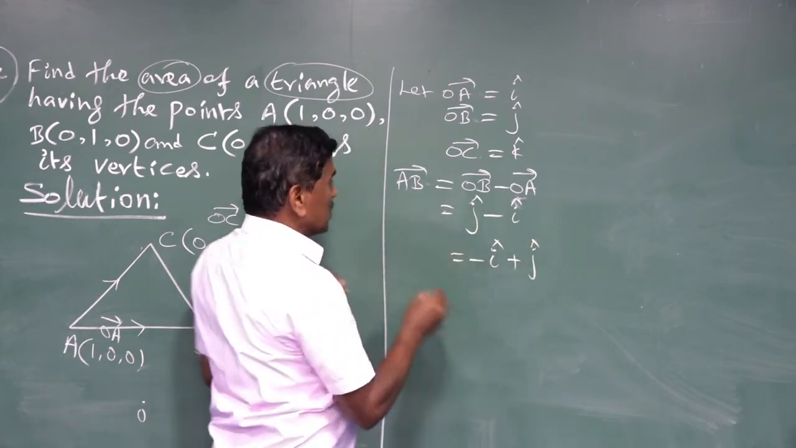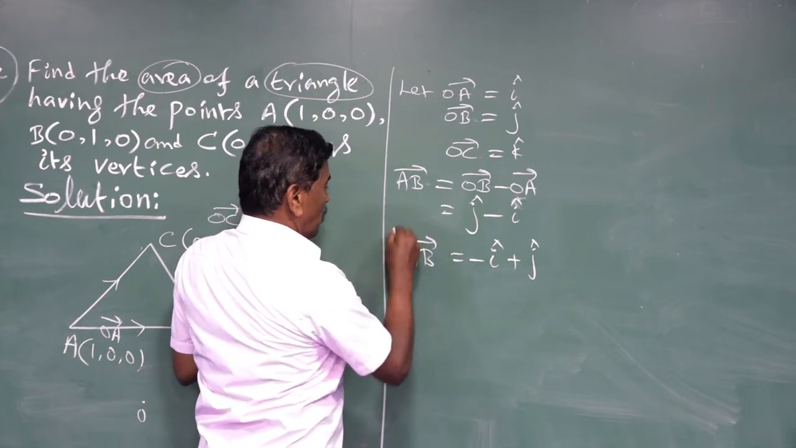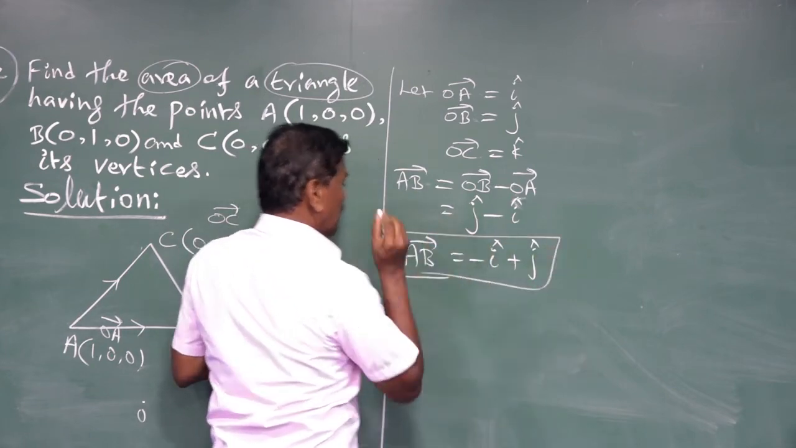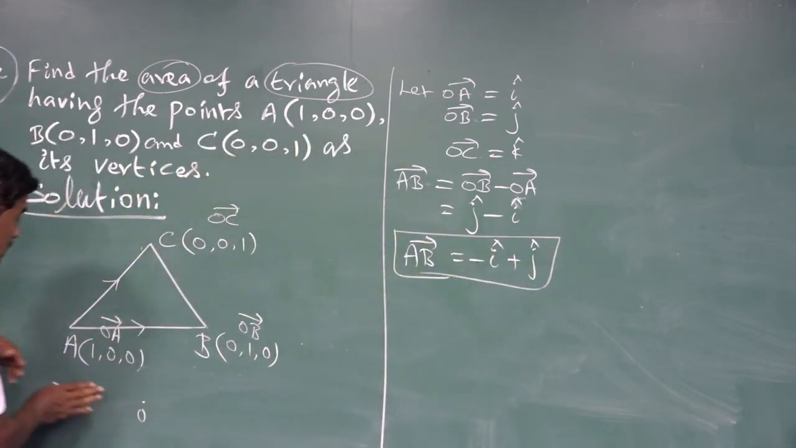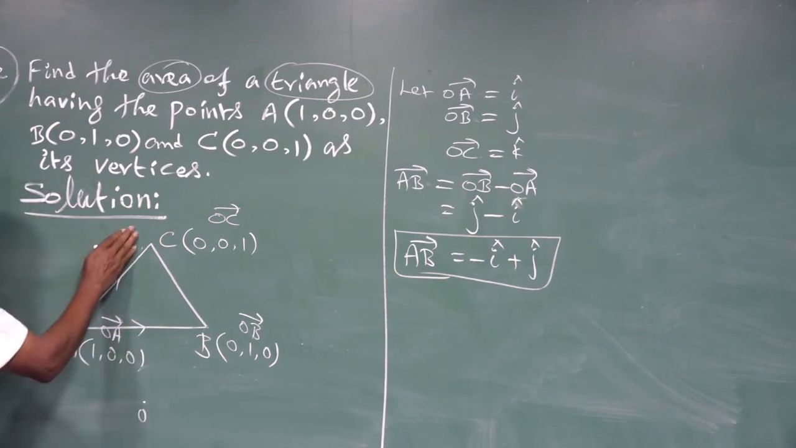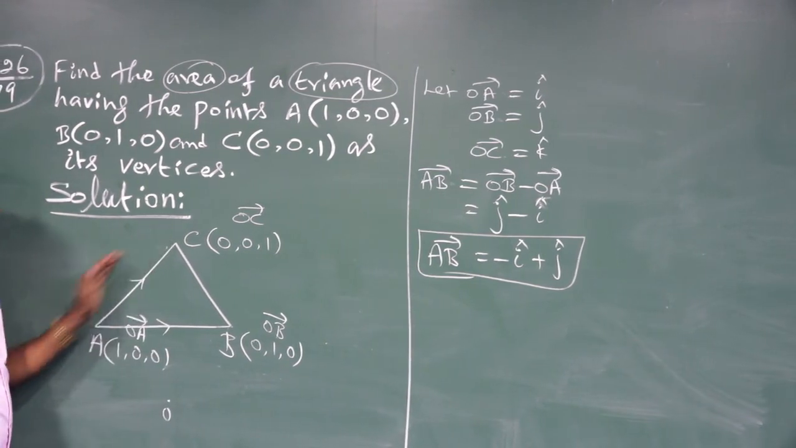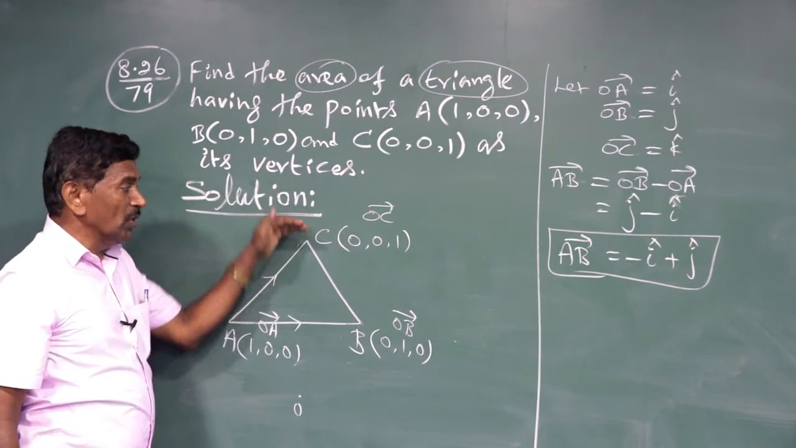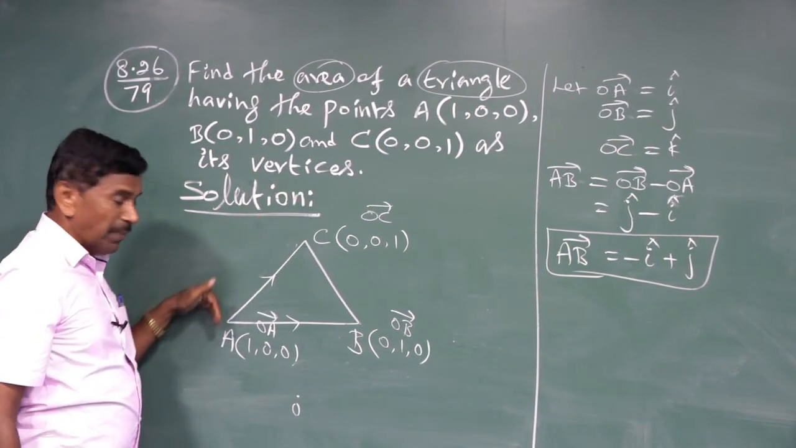That's all. Whose left-hand side is AB vector. Okay, AB vector is ready. Now I want to find the adjacent sides, AB vector and AC vector. Now, AC vector is equal to... what is AC vector? Very good. AC vector is equal to OC vector minus OA vector.